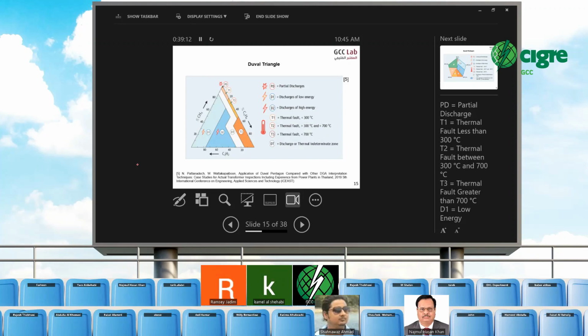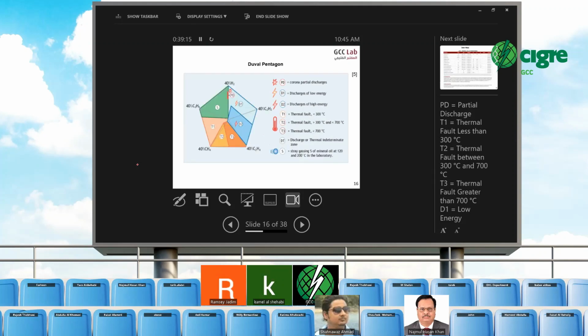There is a new one now, it's called the Duval Pentagon. This one is a new method, but here it is better because they use more gases. Before they used 3 gases, here they use more gases and it gives more accuracy on what problem you have. We use this one lately, just to compare with our knowledge and experience, to try to cover all types of diagnosis methods.